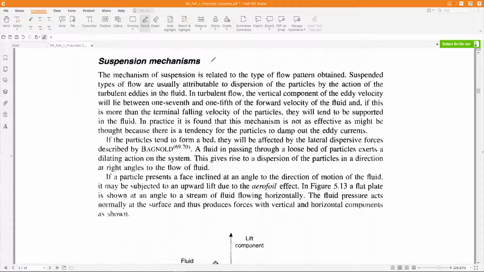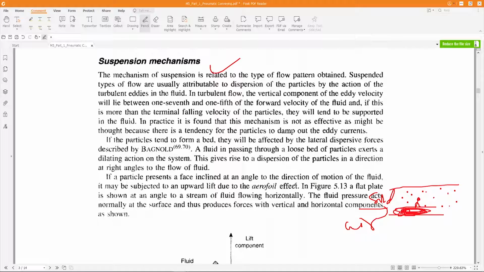Now, suspension mechanism. During horizontal transport, the air is flowing and we have solids. If the solid particle wants to move, then it should be suspended in air, right? Then only it will easily move. If it gets deposited at the bottom, then it will not move. So the main thing is the solid particles being suspended in air. How are they suspended in air? They are suspended because of some mechanisms.